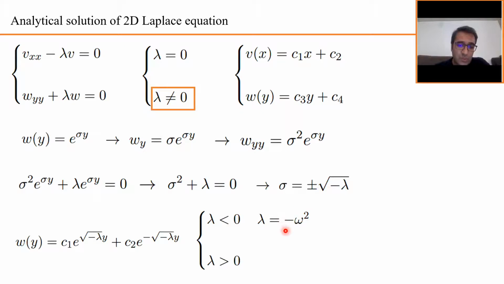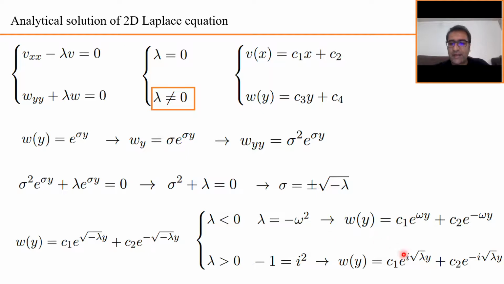And if I substitute lambda here, what I have is just w(y) equal to c1 exponential of omega y plus c2 exponential of minus omega y. And for the case of lambda less than 0, what I know is that minus 1 here is just i squared, and this i is an imaginary number. If I substitute minus 1 with i squared, what I have is c1 exponential of i square root of lambda y plus c2 exponential of minus i square root of lambda y.